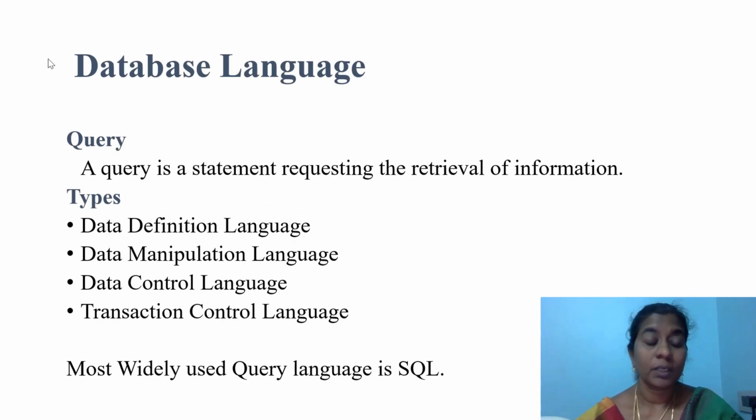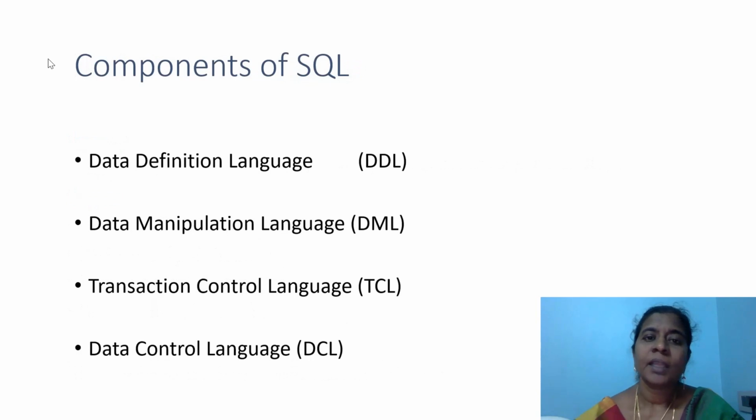First we'll see what a query is. A query is a statement requesting the retrieval of information. And there are 4 types: DDL, DML, DCL, and TCL. That is data definition language, data manipulation language, data control language, and transaction control language. The most widely used query language is SQL, or structured query language. And as we have already seen, the components of SQL are data definition language, data manipulation language, transaction control language, and finally data control language.